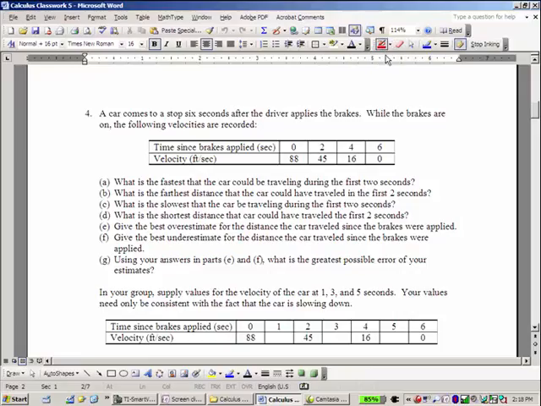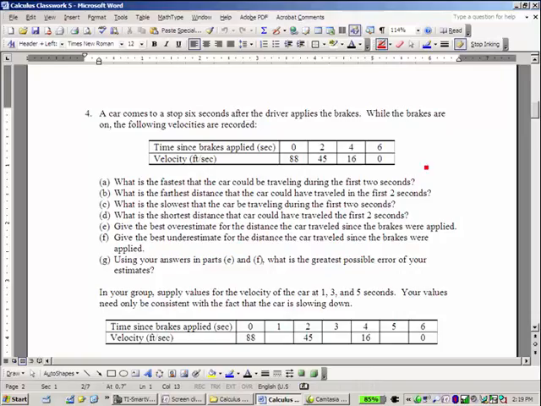So we have this table of velocities that are recorded, and the velocities are getting smaller and smaller because we're stepping on the brakes. Does that make sense? All right, what's the fastest that we could have been traveling during those first 2 seconds, just looking at the table? What's the absolute fastest we could be going for those entire 2 seconds? Unrealistic, right? Probably wouldn't be going 88 feet per second and then all of a sudden at 2 seconds drop to 45.